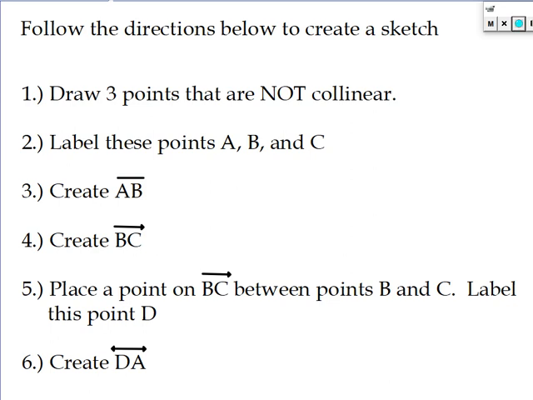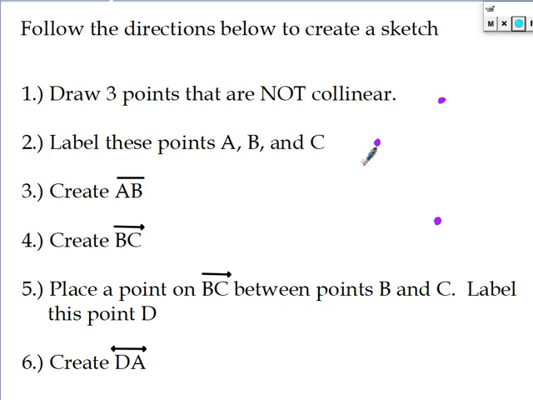So step 1 is to draw 3 points that are not collinear. Remember, collinear means on the same line. So I don't want to do 1, 2, 3 right in a row. I want to make them not on the same line. So 1, 2, 3. Okay, so that was step 1. Step 2, label them A, B, and C. So let's make this A, this one B, and this one C.